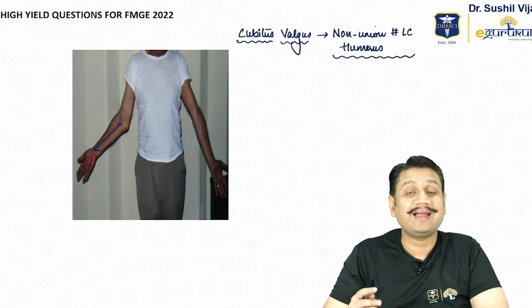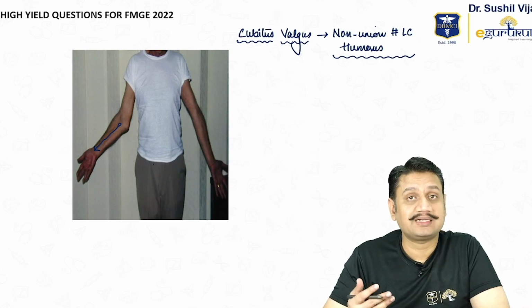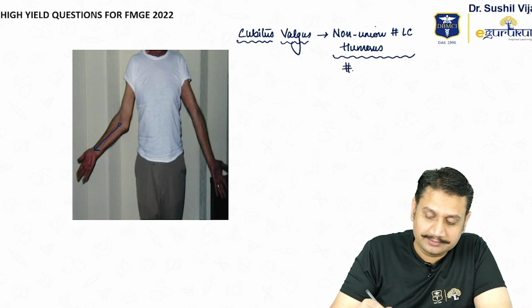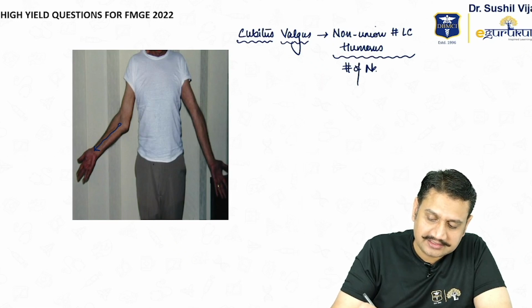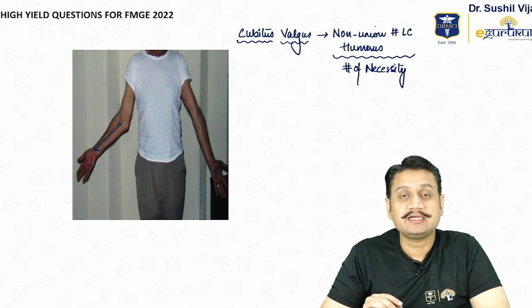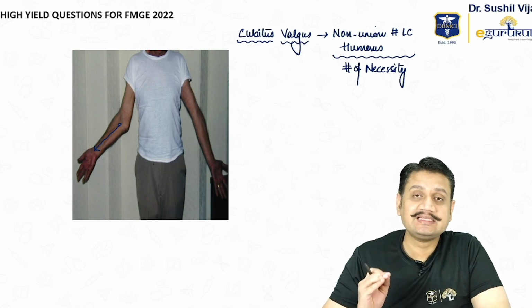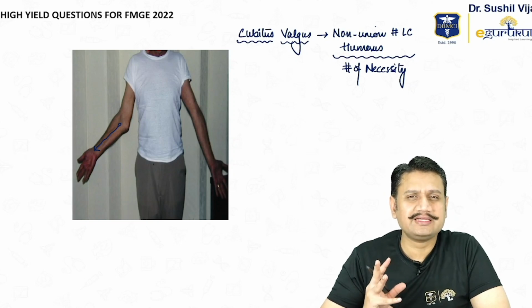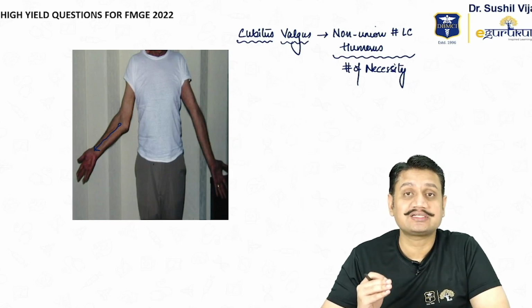Question: why does the lateral condyle go into non-union? That can very well be a question. These fractures are known as fractures of necessity, as they go into non-union. Now what do we understand by fracture of necessity? A fracture of necessity is any fracture which requires surgical intervention.